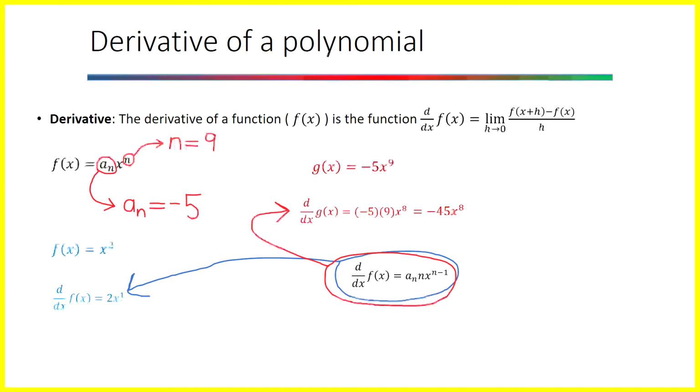And if we wanted to know what the derivative of that function is when x equals 2, all we would need to do is plug in 2 instead of x, and we'd find that it is equal to -45 times 2^8, which is equal to -11,520. All right, that's great.